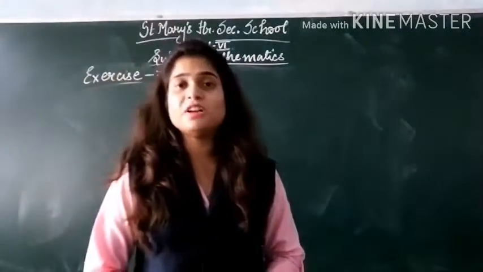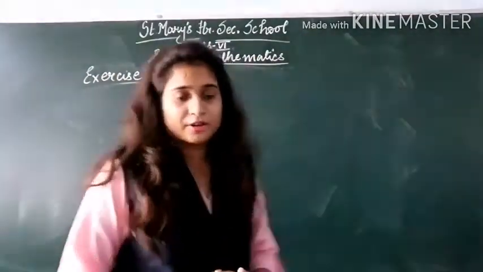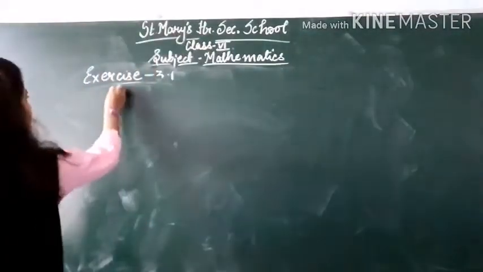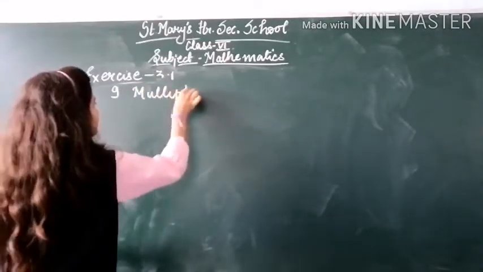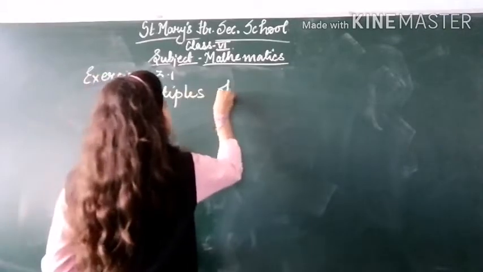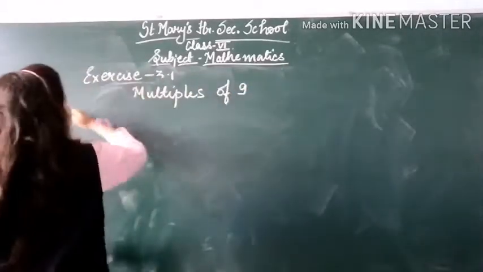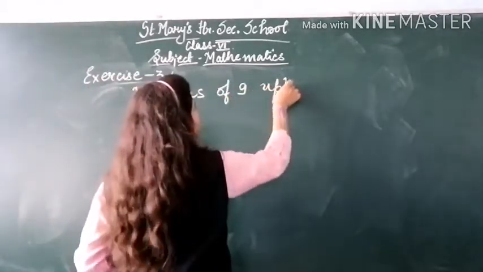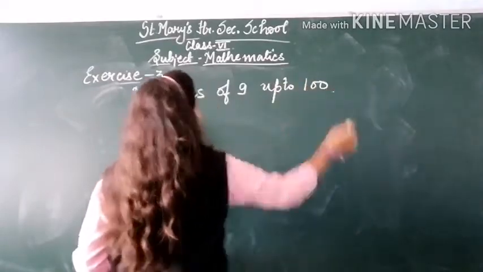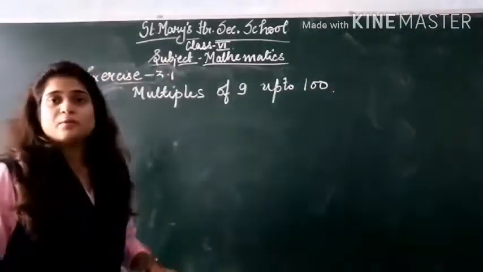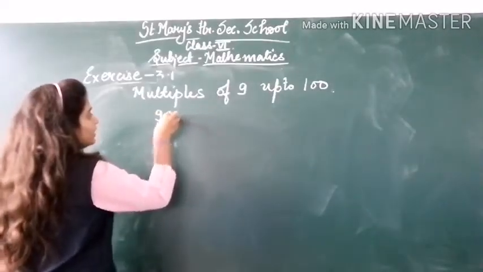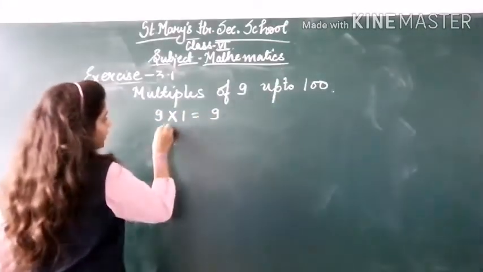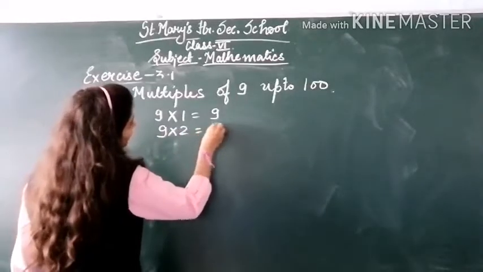The question is find the multiples of 9 up to 100. We have to find the multiples of 9 up to 100. Now we will write the table of 9. 9 into 1 is 9. 9 into 2 is 18.